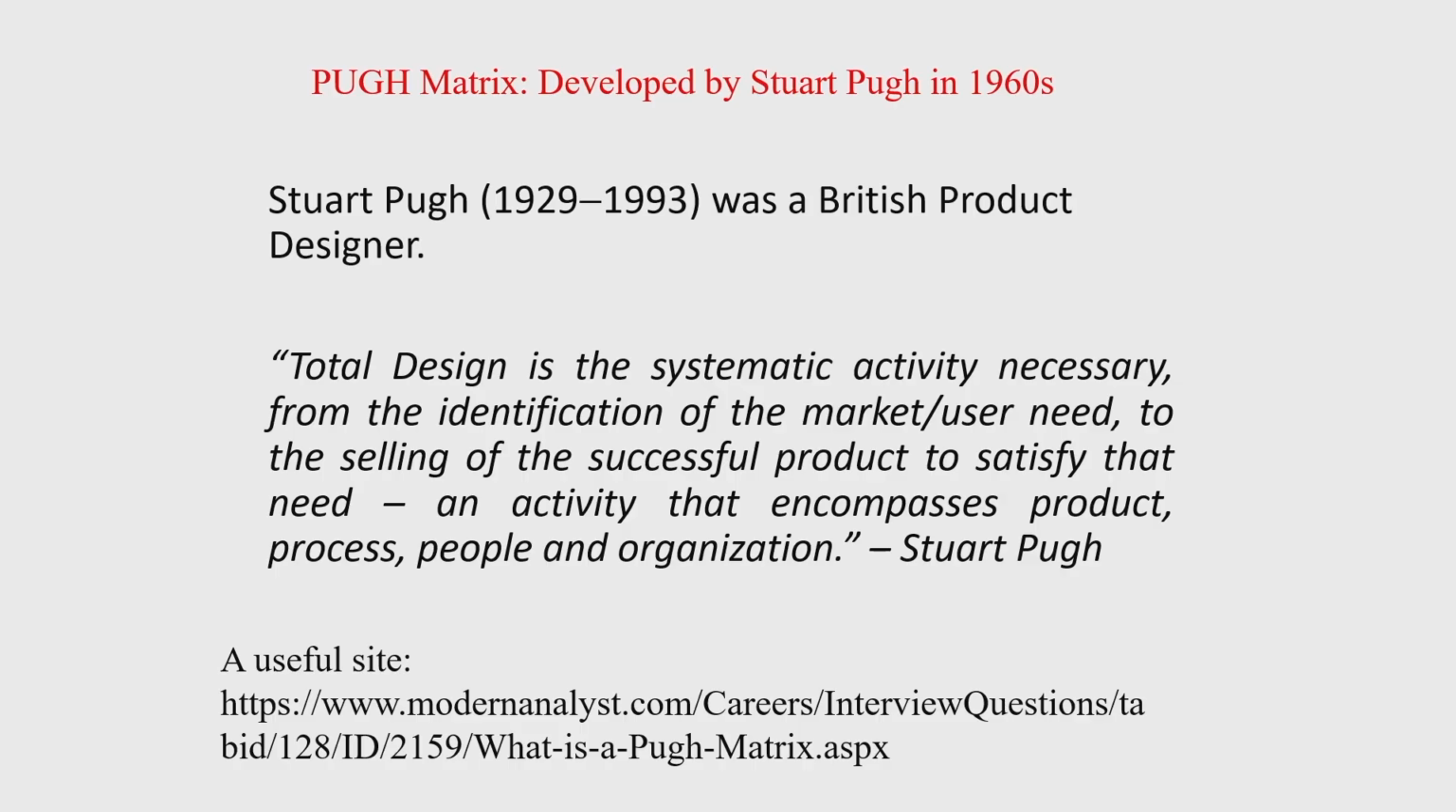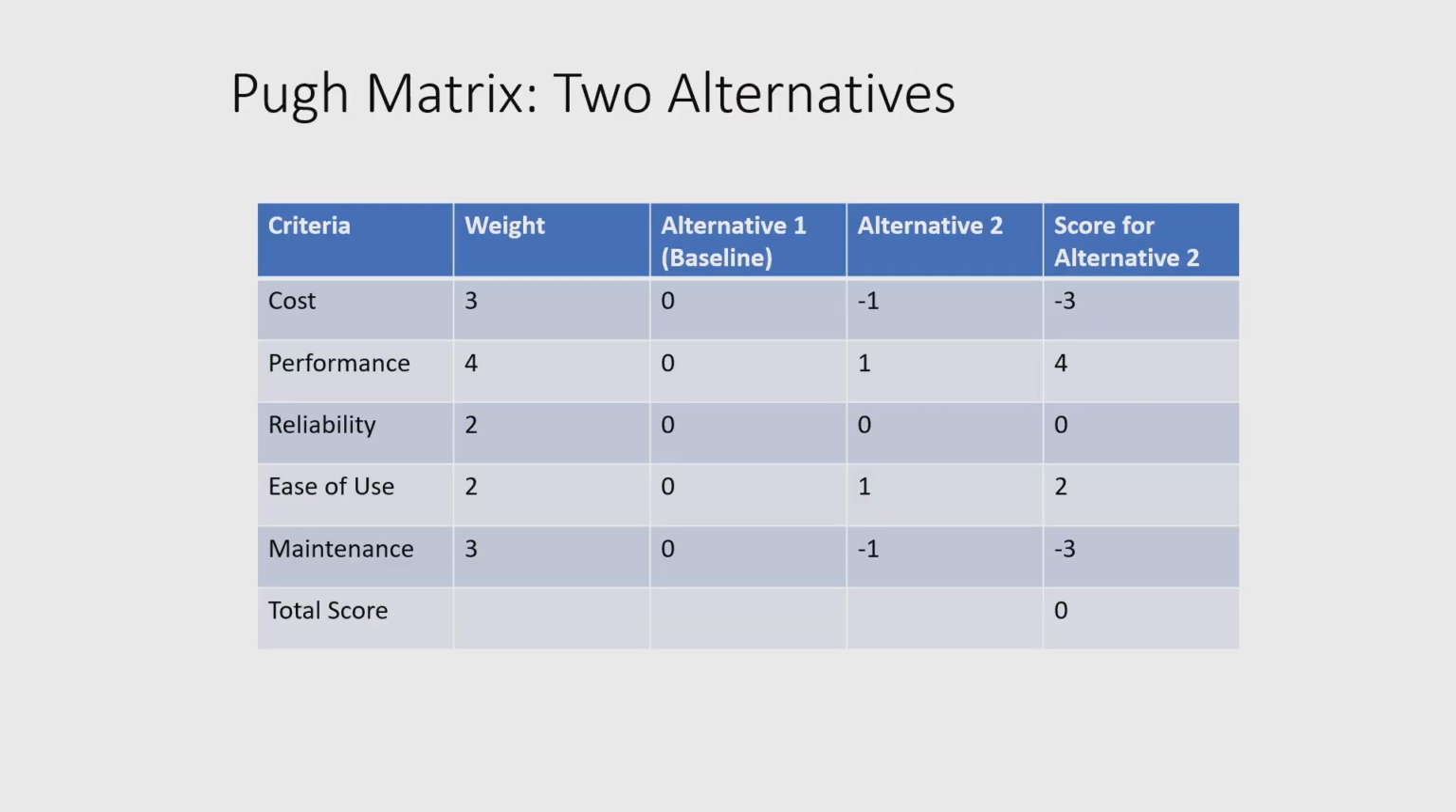So this is the type of thing that total goes, and it encompasses, of course, product, which means product design has to be done, process also has to be designed, how it will be manufactured, people, public and other persons, and organization. Okay, so everything is involved in that. So Pugh has given a matrix type of thing. I am explaining this with an example.